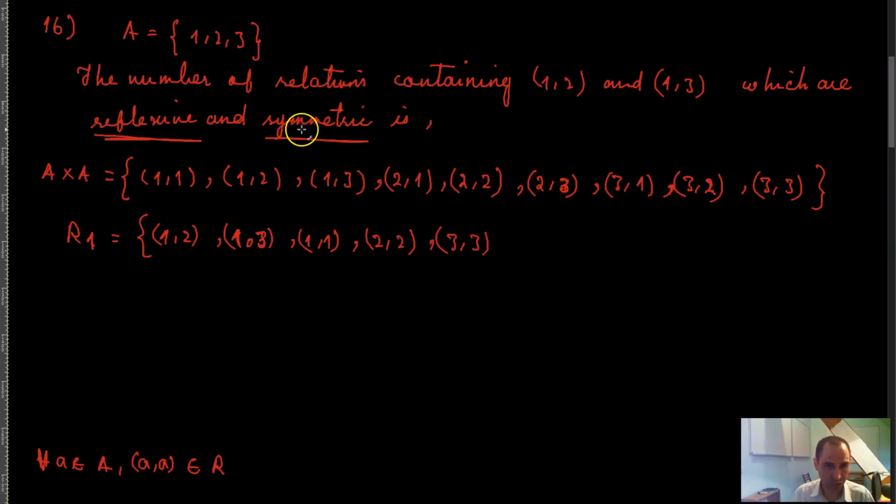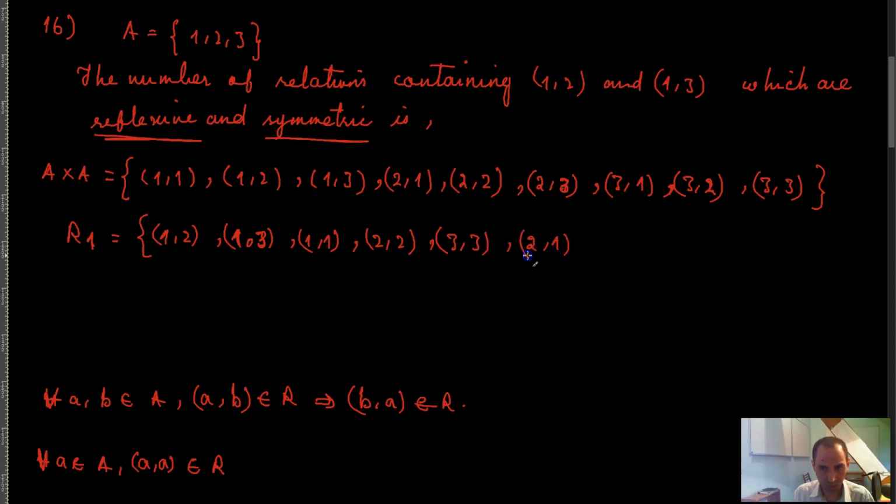And if you want to make it symmetric, then of course for these elements you have no problem. For symmetric, that means that for every a and b belonging to A, (a, b) belonging to R implies that (b, a) belongs to R. For example, if (1, 2) belongs to R, then (2, 1) has to belong to R as well, and if (1, 3) belongs to R, that implies that (3, 1) has to belong to R as well, and so on. For (1, 1) you have no problem, because it's already symmetric with respect to this element, this element, and this element.